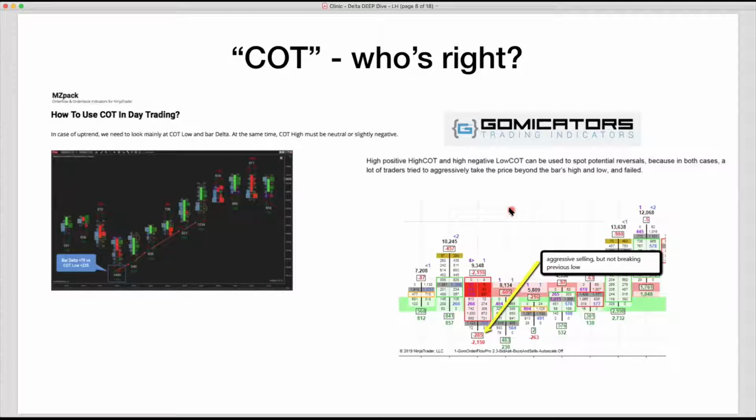Gomi is actually saying the other thing. He's saying at the low, it's really good to see negative pullback delta, because it shows that the aggressive selling isn't going anywhere. Well, isn't that just the exact opposite of what MZPAC's been saying? Now, who's right? Actually, both of them.